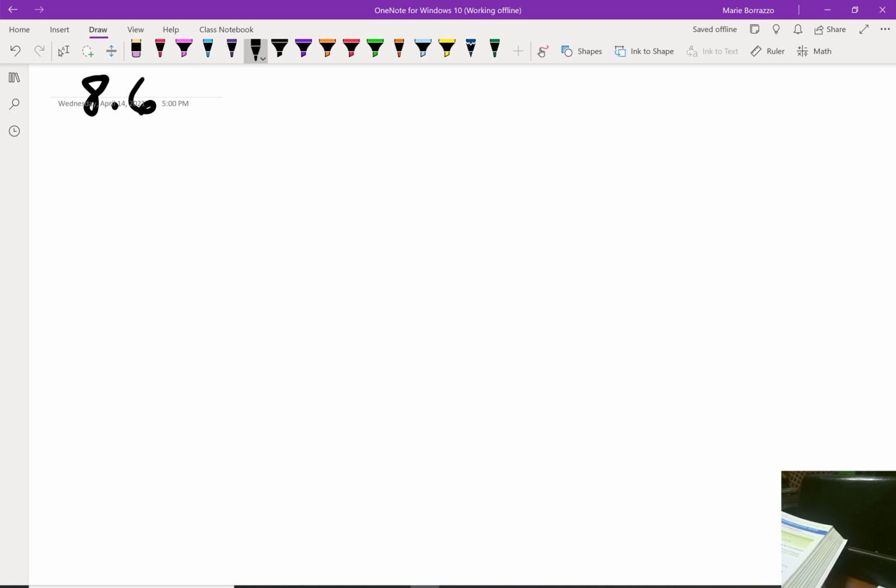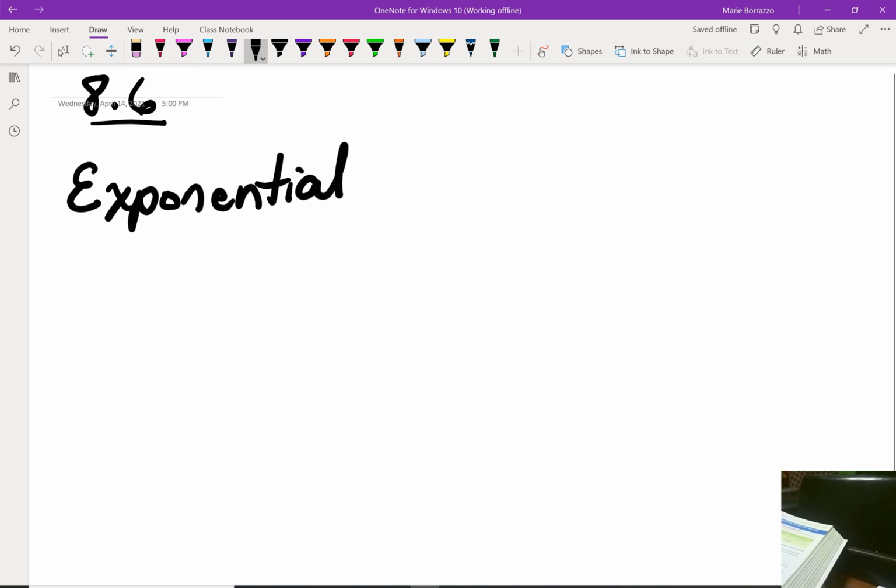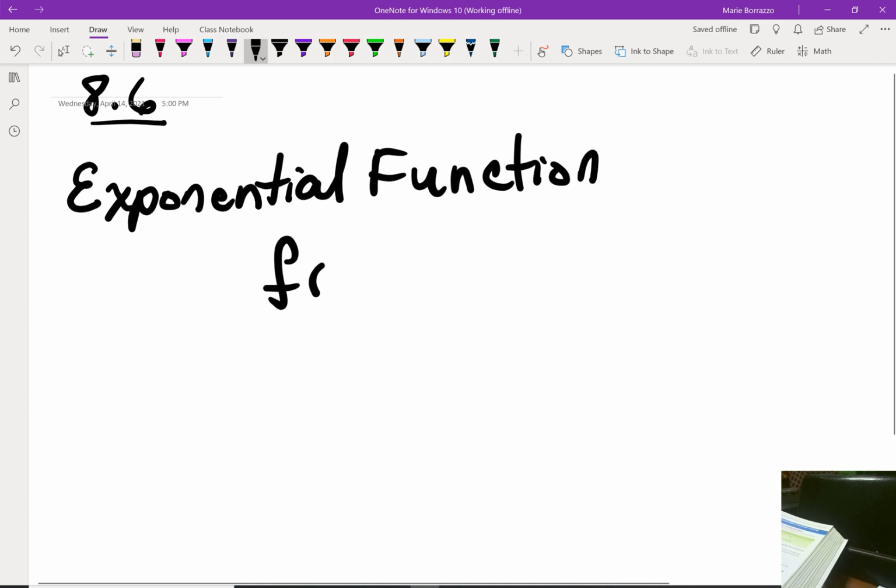So I'm going to go ahead and record Section 8.6 for you. And so in Section 8.6, we begin with the exponential function. When we look at exponential functions, we look at f of x is equal to some base raised to the x power. So this exponential function is noted because the exponent itself is the x.